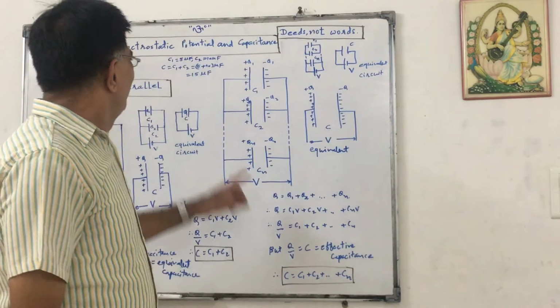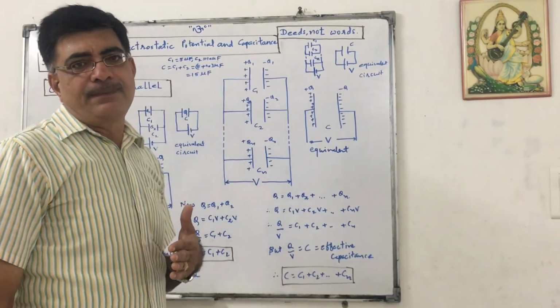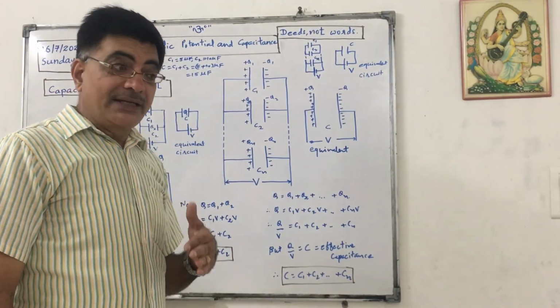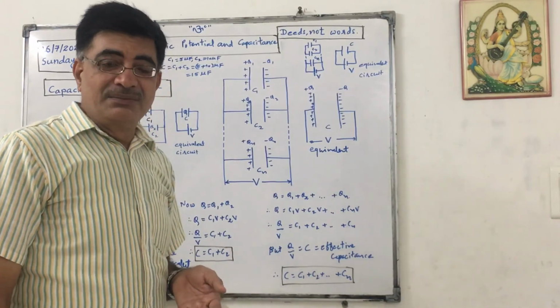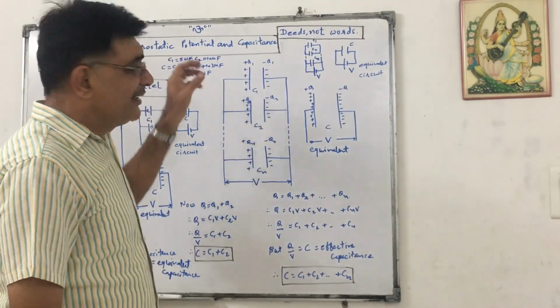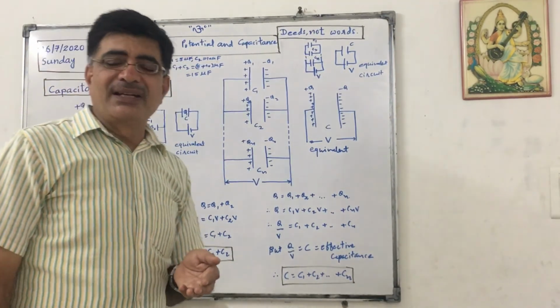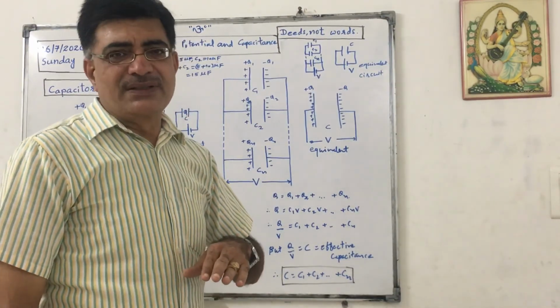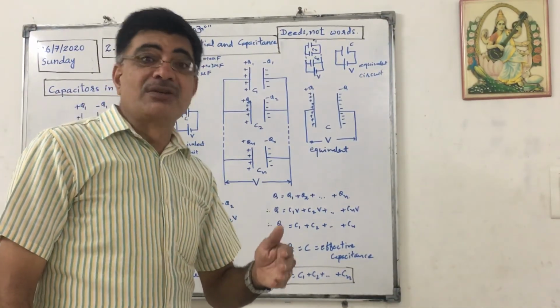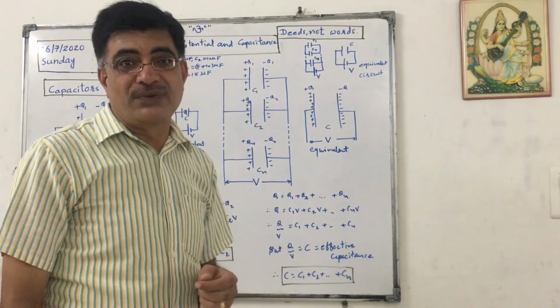So it will be greater than the greatest. Meaning in 5 and 10, 10 has the bigger value. Then the effective capacitance is more than that bigger value. That is, more than 10 microfarad.